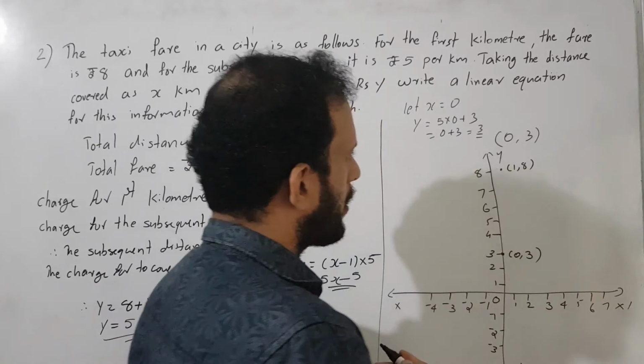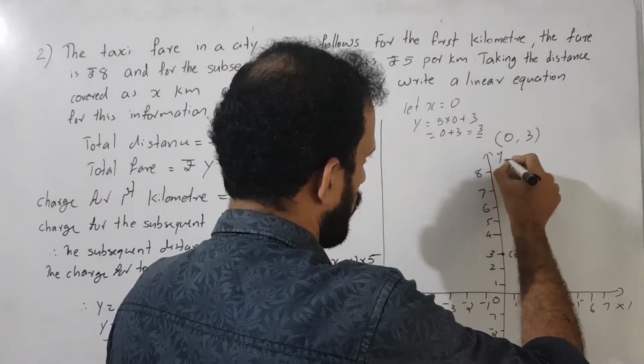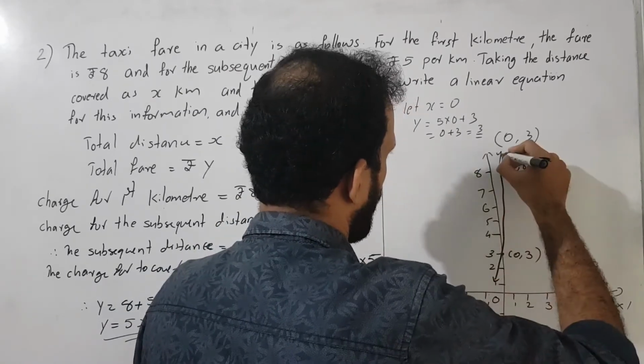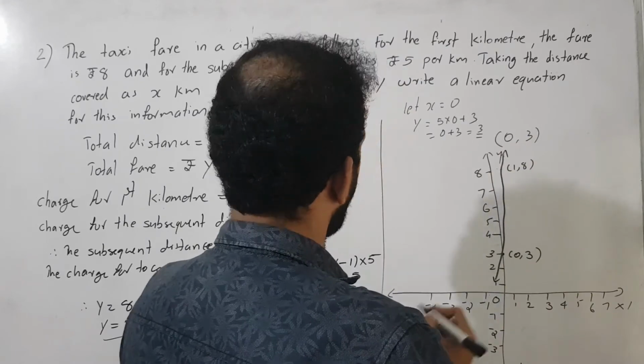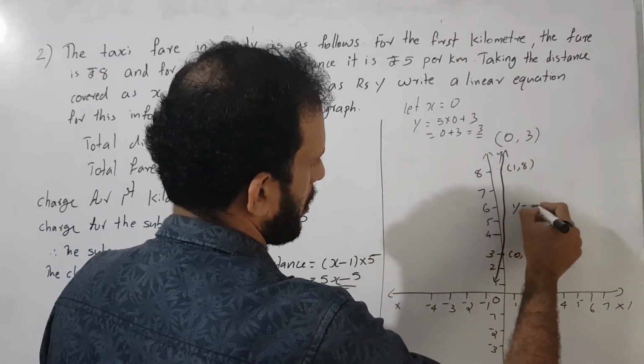Then after marking the points, we know what is next. We need to join the points, correct? We draw the graph like this. We join the points, and the equation is, what is the equation? Y is equal to 5x plus 3.